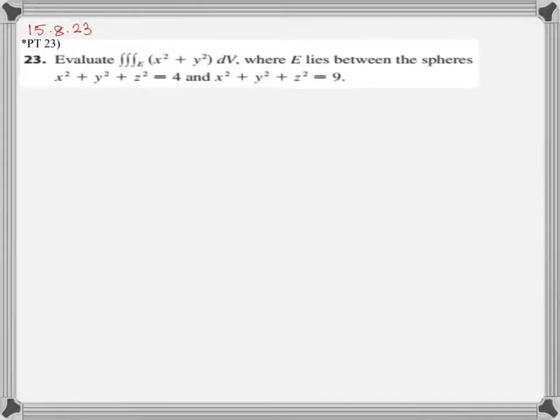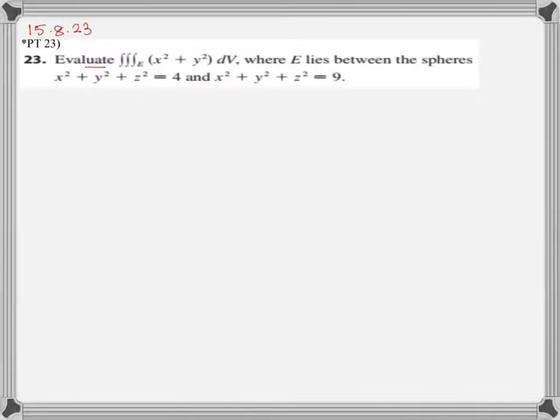Hi, in this video, I will be showing you problem number 23 of chapter 15, section 8. Evaluate the triple integral over E of x squared plus y squared dV, where E lies between the spheres x squared plus y squared plus z squared equals 4 and x squared plus y squared plus z squared equals 9.